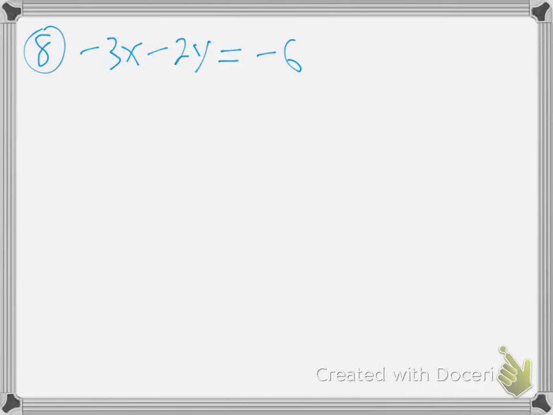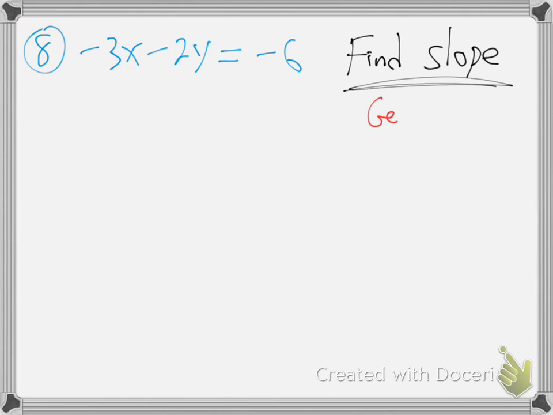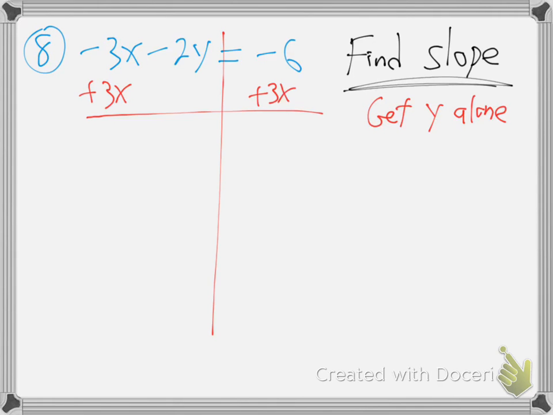Okay, so try number 8 there. They want you to find the slope. I should write the instructions there. So they're saying, find the slope. Okay, so we got to get y alone, right? Getting the slope is always getting y alone. So here's the wall. Y is saying I want to be alone. So we add 3x to both sides. Boom. Minus 2y is 3x minus 6. We're good to there.